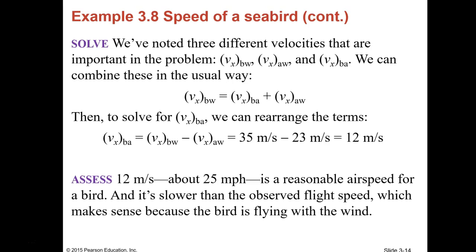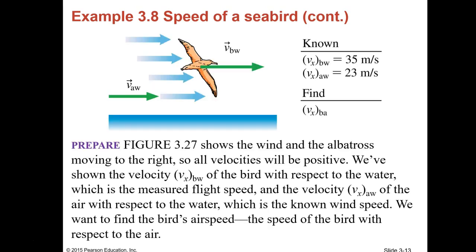Now if the wind decreases, the bird is going to have to generate more speed to keep that speed. So we're looking at how speeds add and subtract to each other. Now if we look at this, the bird looks like it's going 35 meters per second if you're sitting in the water. But the bird only has to do 12 meters per second of speed on its own because the wind is producing 23 meters per second of speed.